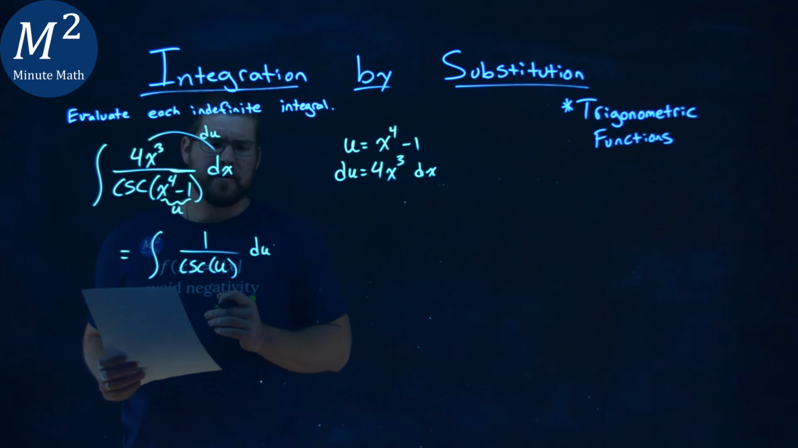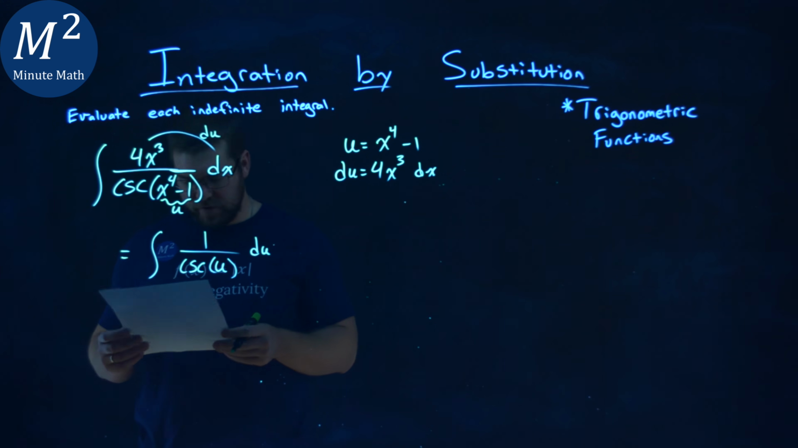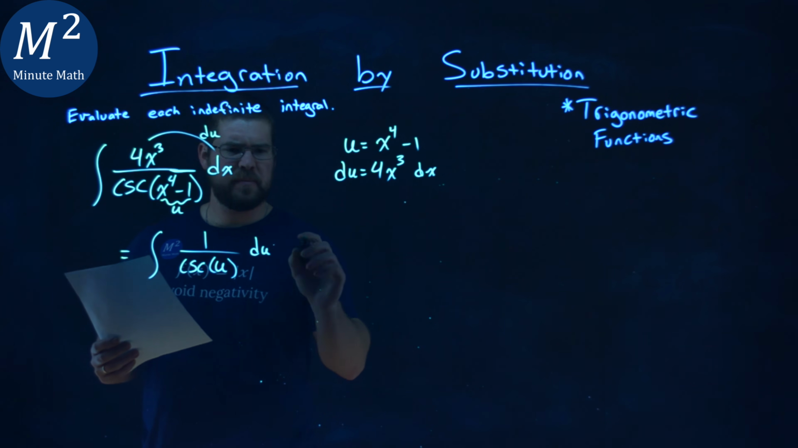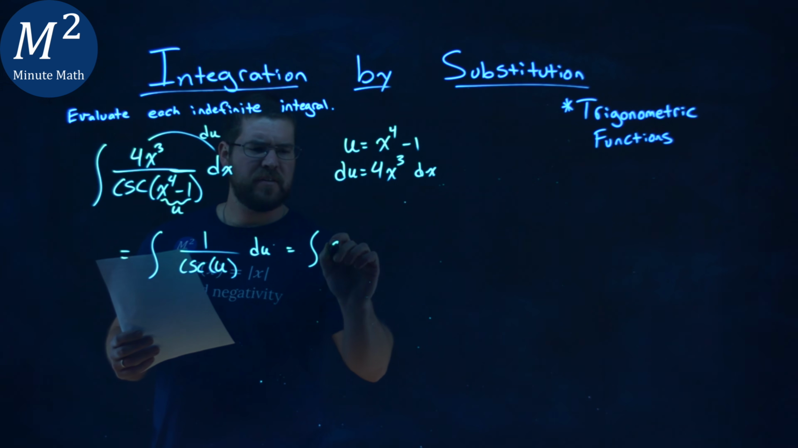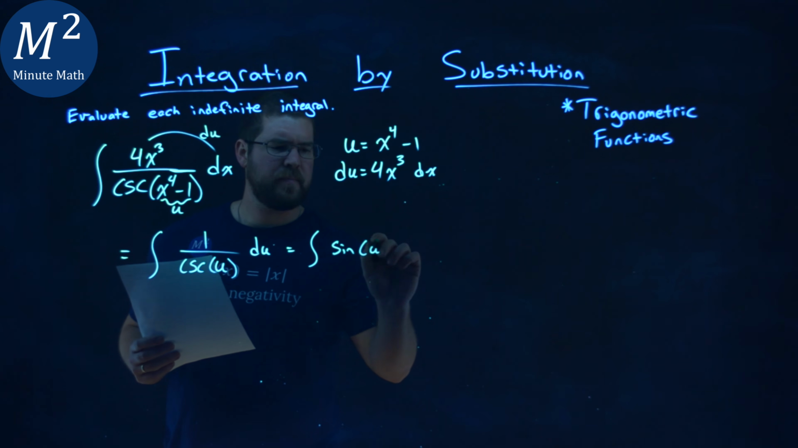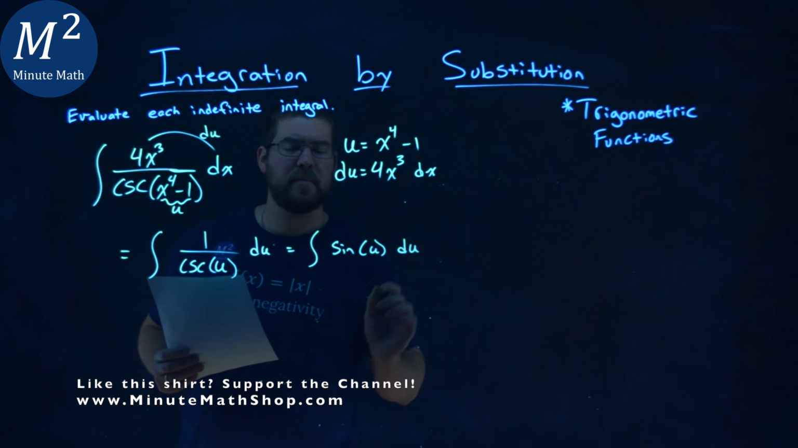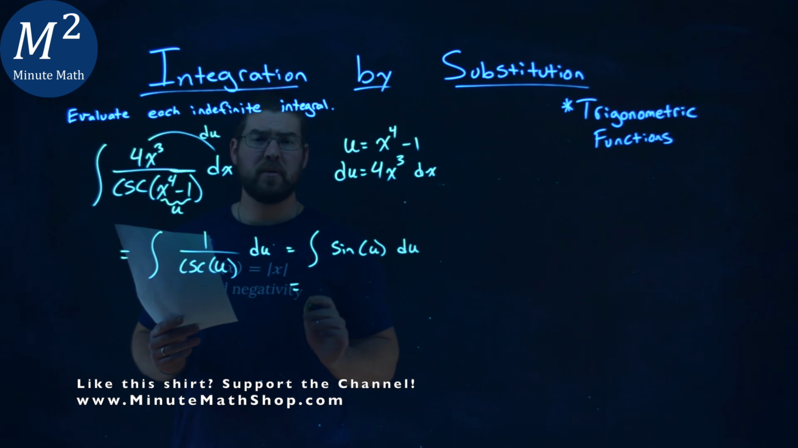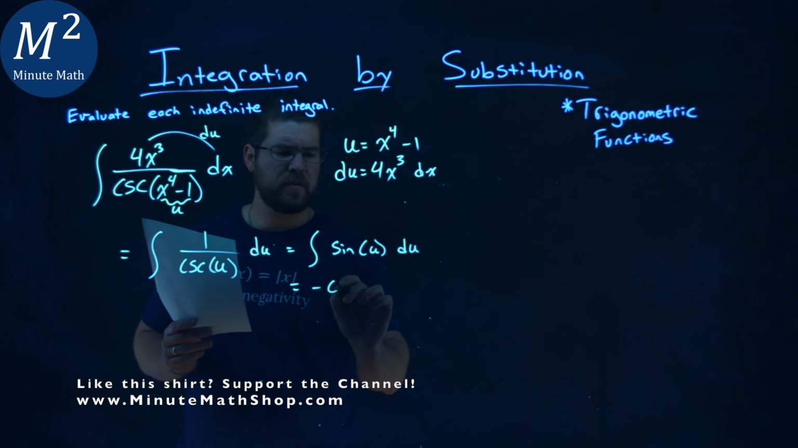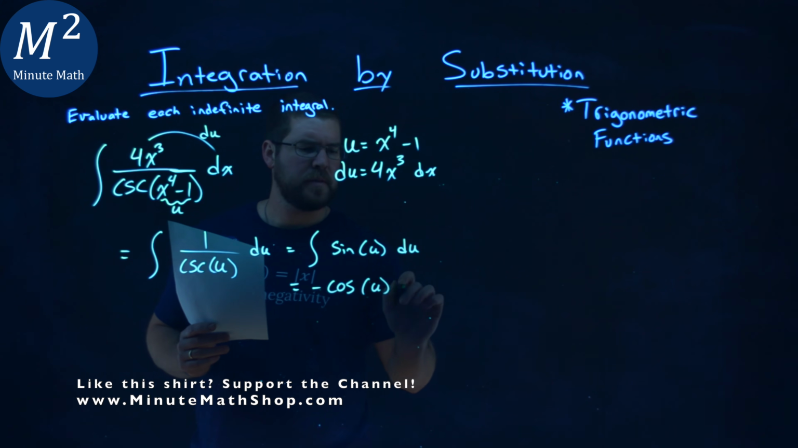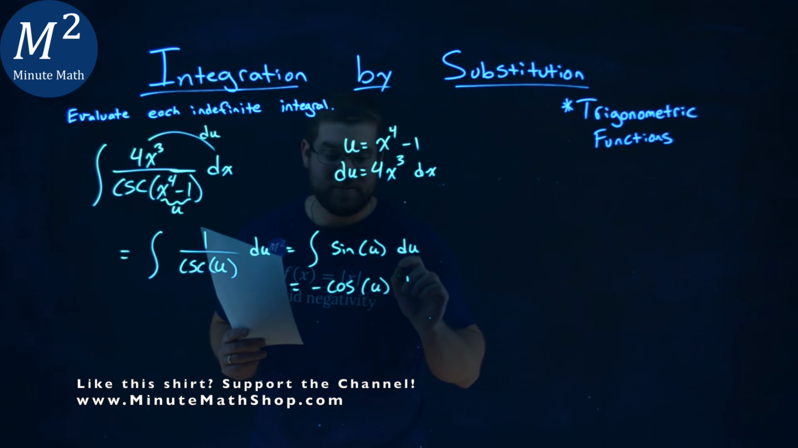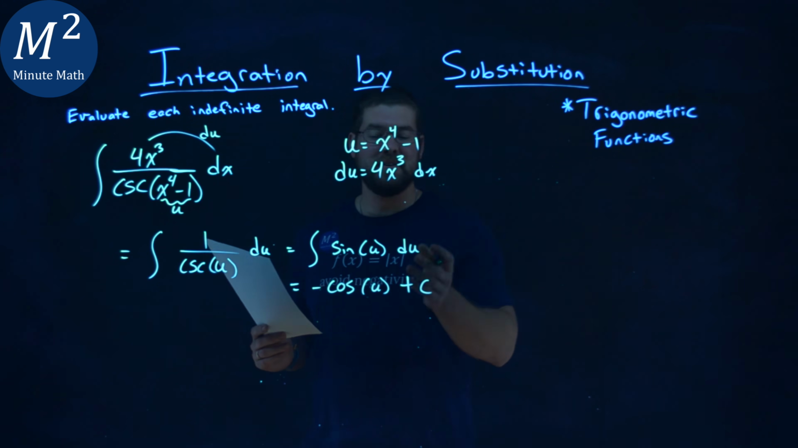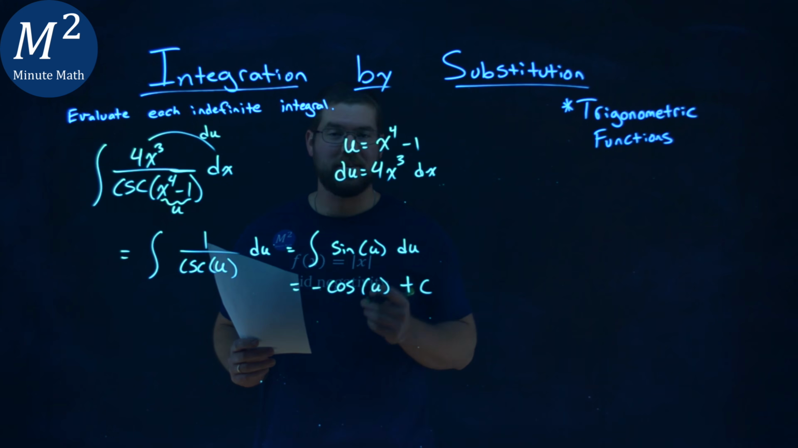Well, then from here, I actually like to rewrite 1 over cosecant of u to be sine of u, right? So we have the integral of the sine of u here, du. Not too bad. Well, what's the integral of sine of u? Well, the integral of sine of u is negative cosine of u du. Oh, sorry, not du, plus c. I always do that. So the integral of sine of u du is a negative cosine of u plus c.